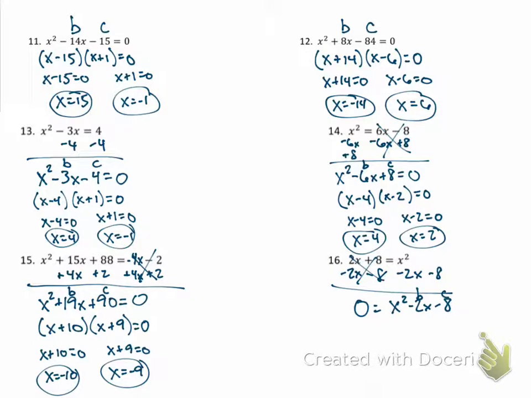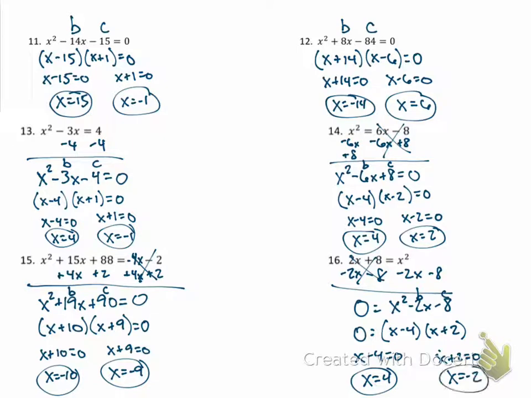What multiplies to negative 8 adds to negative 2. X minus 4, x plus 2. So my two answers for that would be x equals 4 and x equals negative 2.